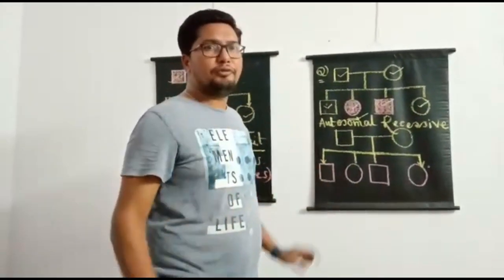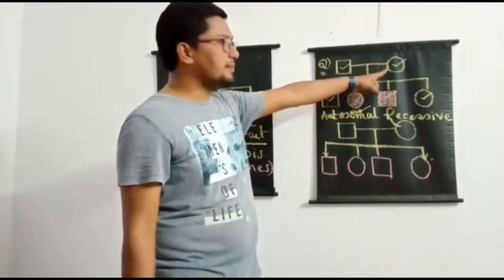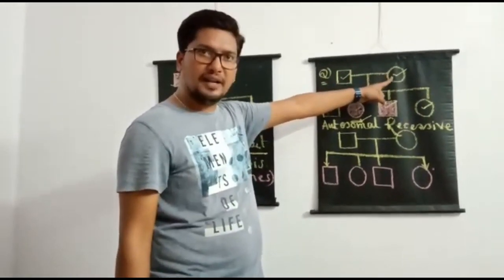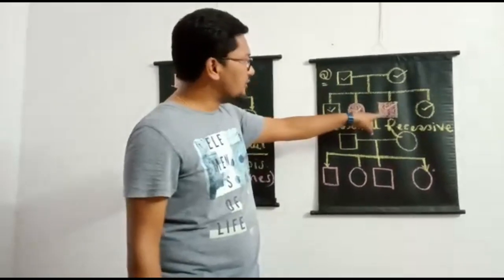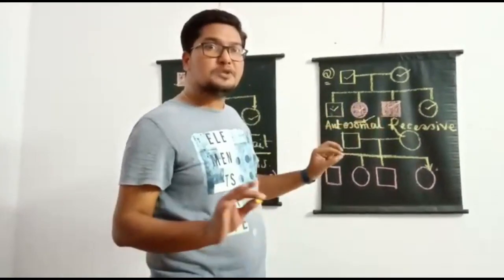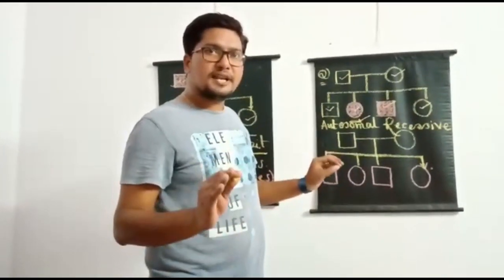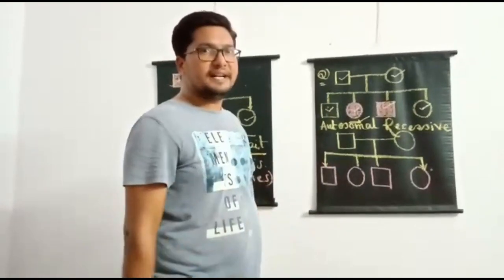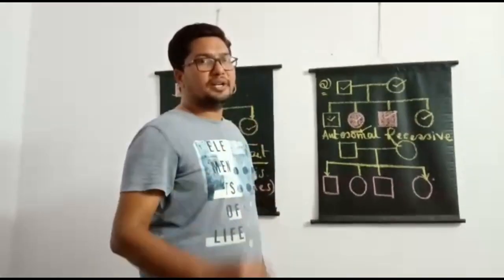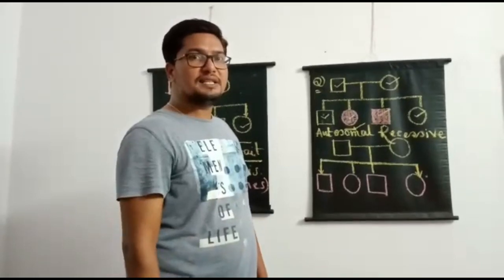So directly you have to remember, in a pedigree chart, when both parents are shown normal and 50% of their children are affected irrespective of the sex, such type of pedigree charts always indicates autosomal recessive traits. Best example, sickle cell anemia.